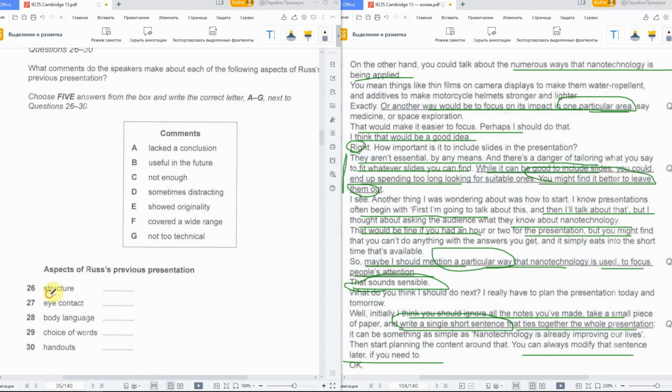Hope structure, eye contact, body language, choice of words, handouts. Lacked conclusion, useful in the future, not enough, sometimes distracting, showed originality, covered a wide range, not too technical.